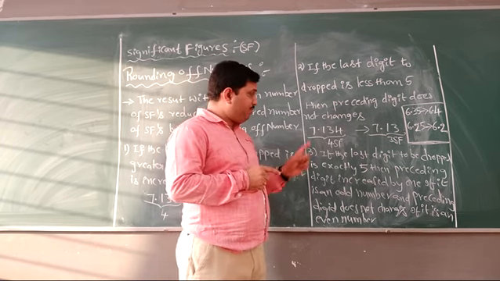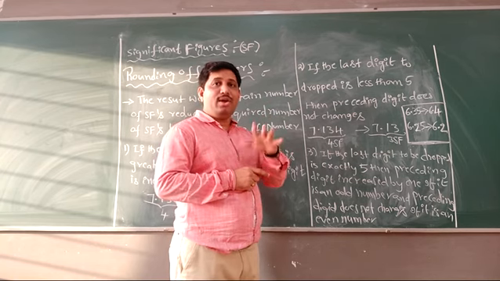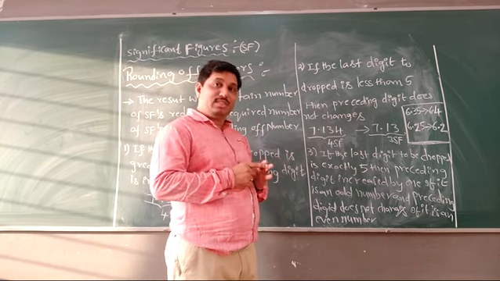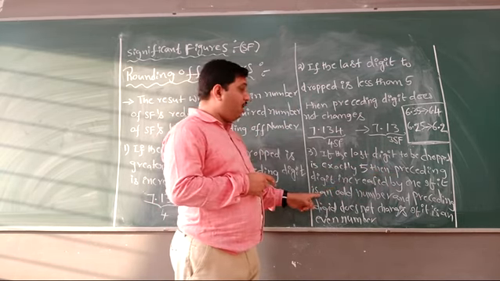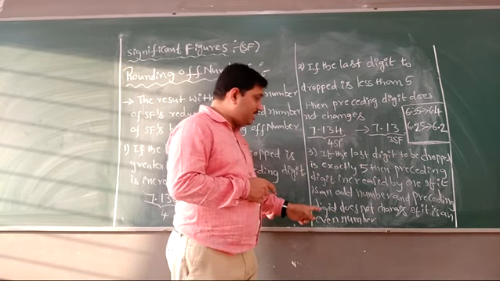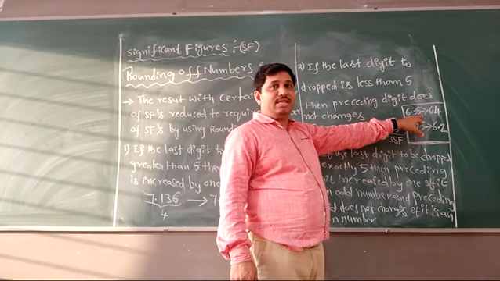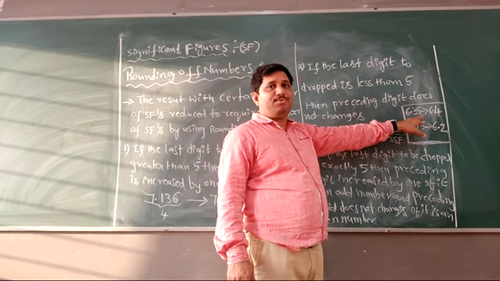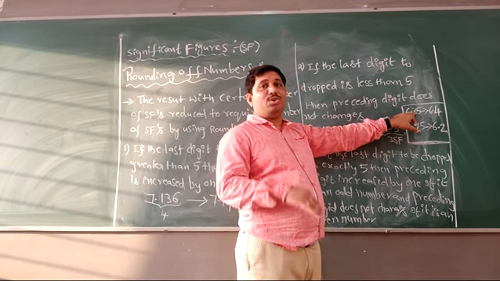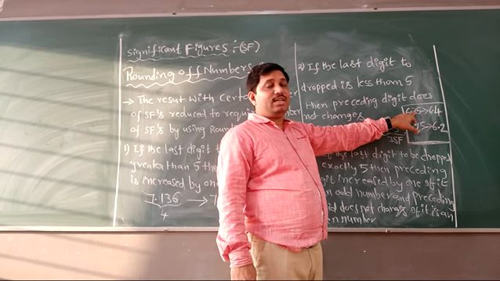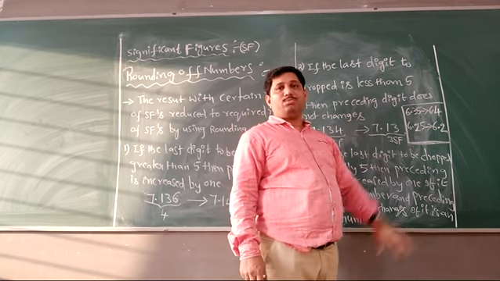Similarly, the last rule, students: if the last digit to be dropped is exactly 5, that is, it is not less than 5 and not greater than 5, then what happens? If the preceding digit is an odd number, it is increased by 1. For example, 6.35: it is exactly 5, and the preceding digit, the digit present before the last digit, is 3, so it is increased by 1, giving 6.4.